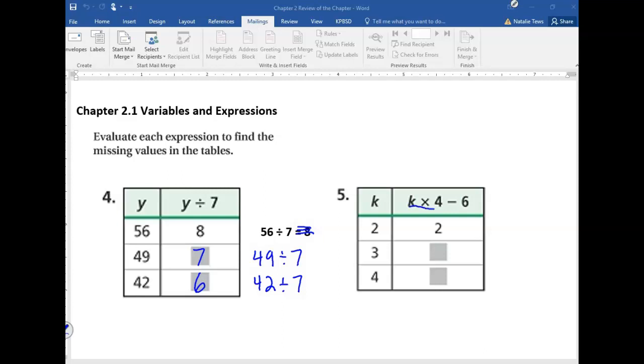However, when I come over here, they're wanting me to multiply and subtract, so that's going to take 2 steps. I'm going to have to see funnels down below. So let's write our expressions first. I have k times 4 minus 6. K on this one is 2, so 2 times 4 minus 6. On this one, it's 3. 3 times 4 minus 6. On the next one, it's 4. 4 times 4 minus 6.